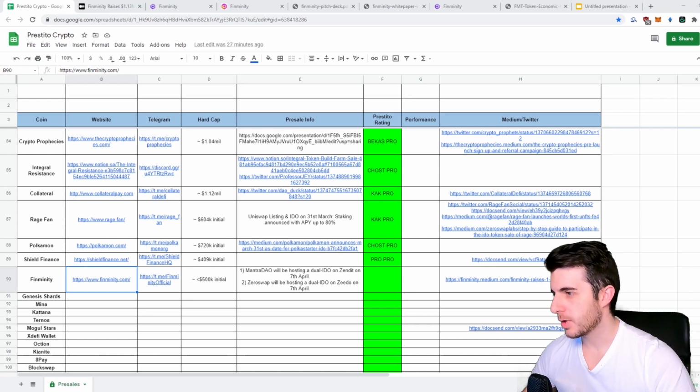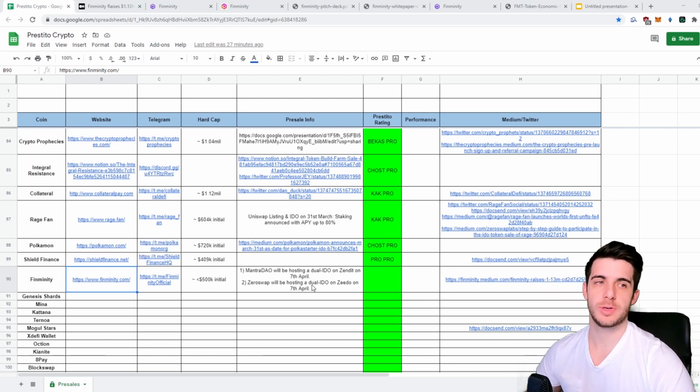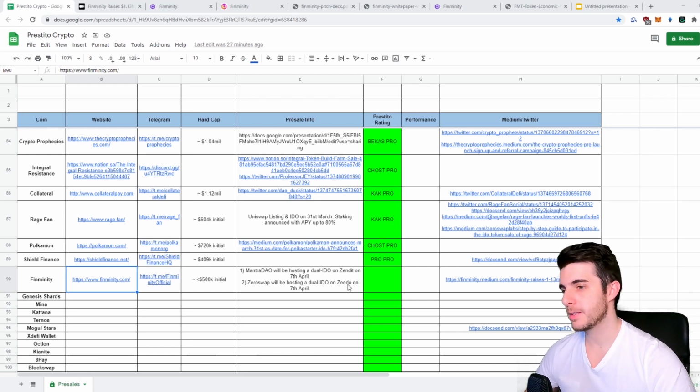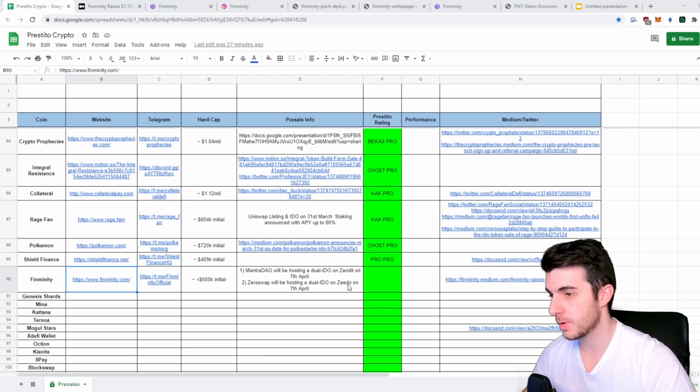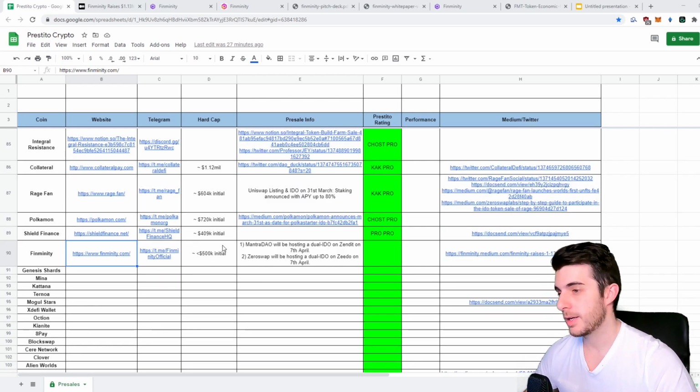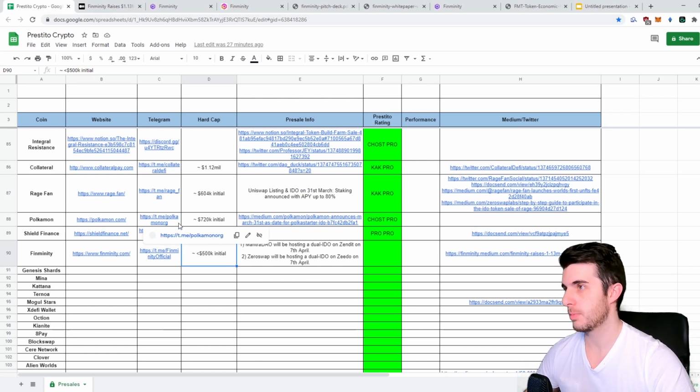So in today's video, we're going to be covering an interesting upcoming project called Finminity, which is having a dual IDO on Zendit, which of course is the Mantra DAO launchpad, and then Zedo, which is the ZeroSwap launchpad, both of which will be taking place on the 7th of April. And as you can see, super low initial market cap.